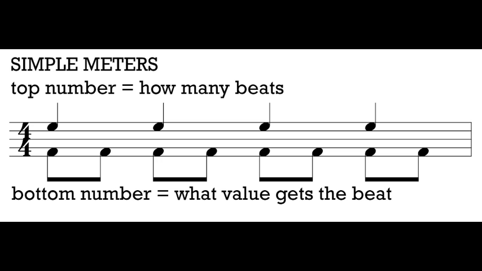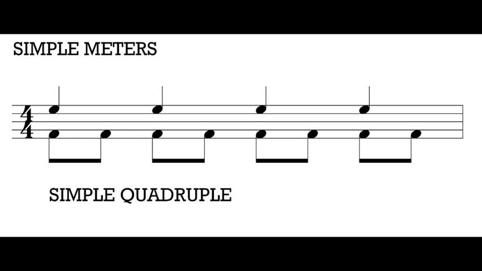The last thing we want to do is identify what kind of meter this is. Well, we know it's simple because each beat divides into 2 beat divisions. To figure out whether or not it's duple, triple, or quadruple, we need to figure out how many beats are in the measure. And we can see that there are 4 beats in this measure. There are 4 quarter note beats. And so this is a simple quadruple time signature. 4-4, simple quadruple. There are 4 beats represented by the quarter notes here, and each beat divides equally into 2 beat divisions represented by the eighth notes here.